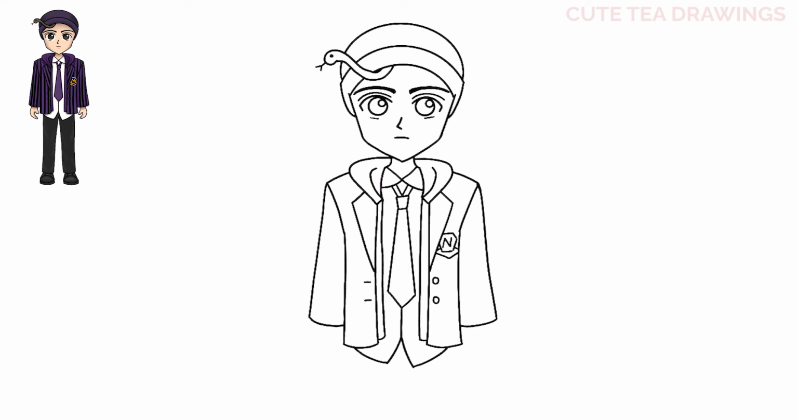Next, underneath, let's add the hands, starting with the left side. Let's draw a curve down and back up for the thumb. Then let's curve it down and back up to the outside of the hand. And now let's do the same thing for the right hand. And that's it for the upper body.